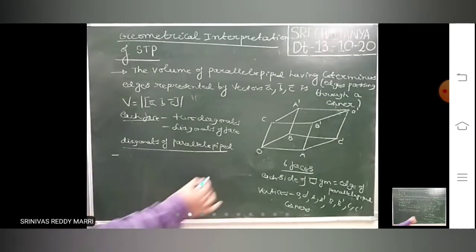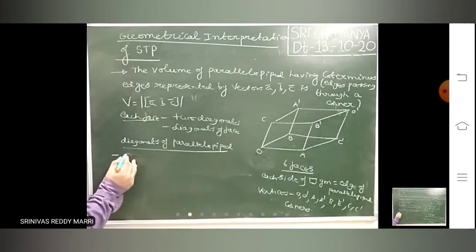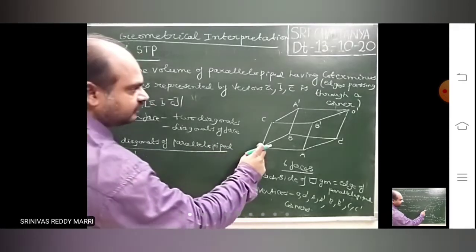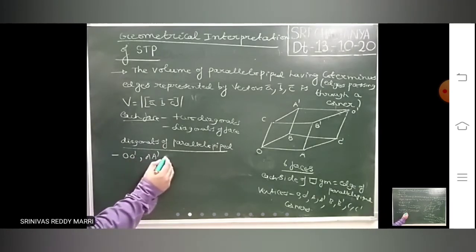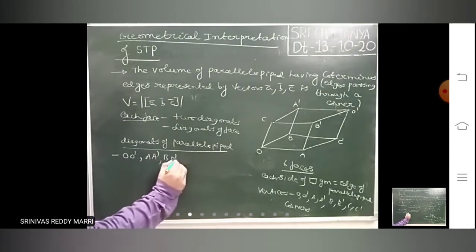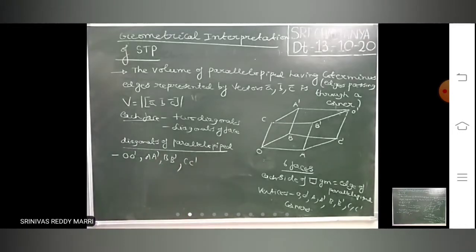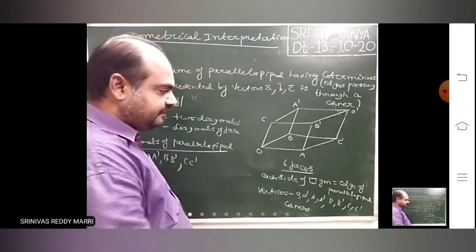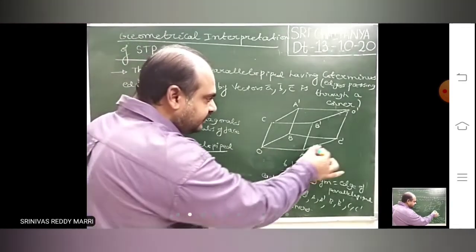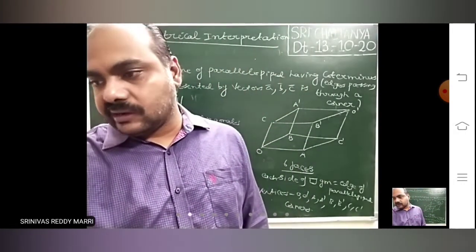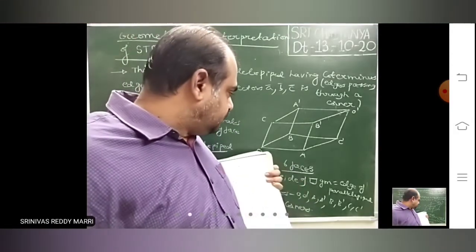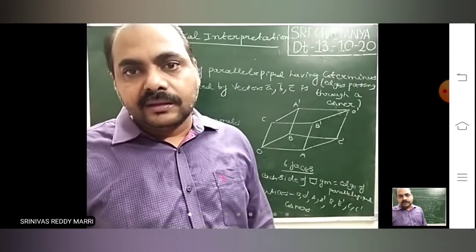So look, this is O. O dash. A dash. B dash. C dash. These are called the 4 diagonals of the parallelepiped. Look at your ground floor. You take the vertices O, A, C dash, B. O A C dash B. Assume whatever order you assume.